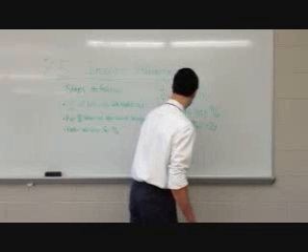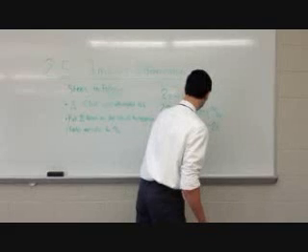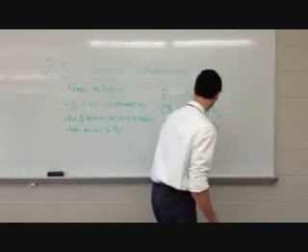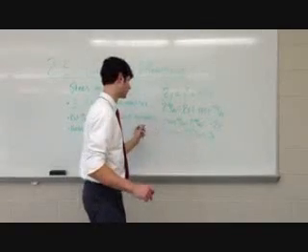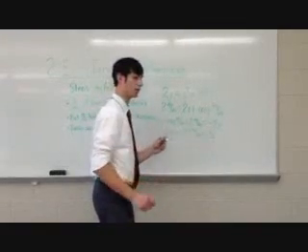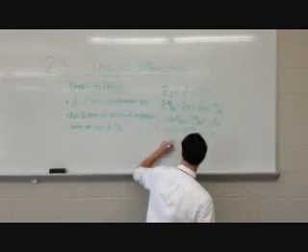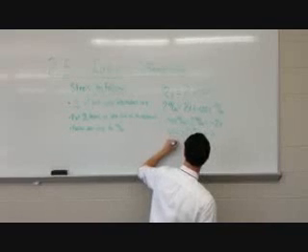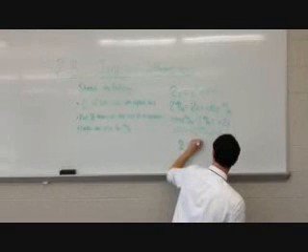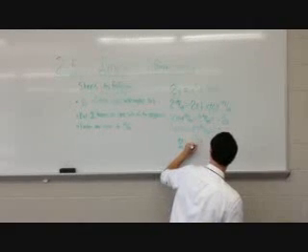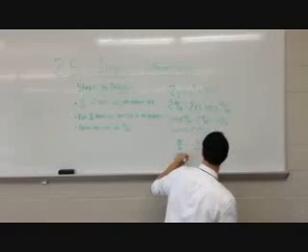So cosine y minus 2, all times dy dx, equals negative 2x. And finally, to isolate dy dx, you're going to divide by cosine y minus 2 on both sides. So your final equation will look like dy dx equals negative 2x over cosine y minus 2.